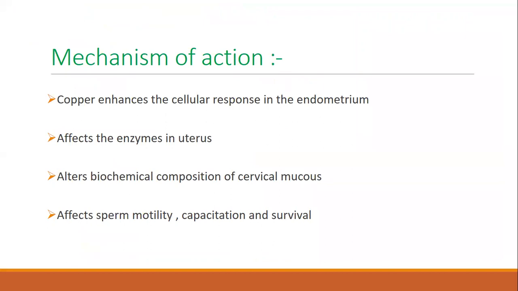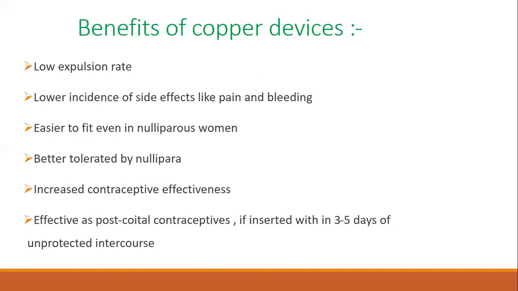Mechanism of action: copper enhances the cellular response in the endometrium. It affects the enzymes in the uterus, alters the biochemical composition of cervical mucus, and affects sperm motility, capacitation, and survival. Benefits of copper devices: they have a low expulsion rate, lower incidence of side effects like pain and bleeding, are easier to fit even in nulliparous women, better tolerated by nulliparous women, and increase contraceptive effectiveness. They are effective as postcoital contraceptives if inserted within 3 to 5 days of unprotected intercourse.